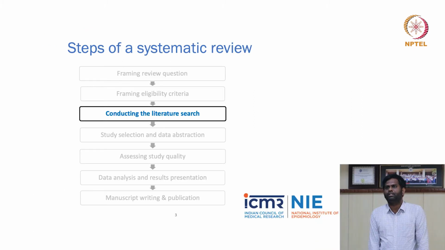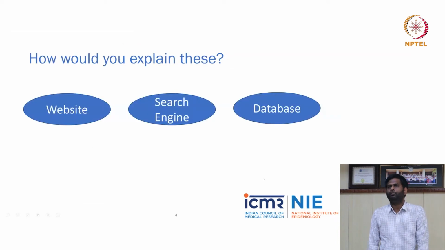So we are progressing through the steps of the systematic review. As you can see, we have reached the third step of actually conducting a literature search. So before going for a literature search, we need to identify the sources from where we are going to perform our literature search. So even before we progress into the topic, let's understand something about these terminologies so that we will be clear during the course of the presentation.